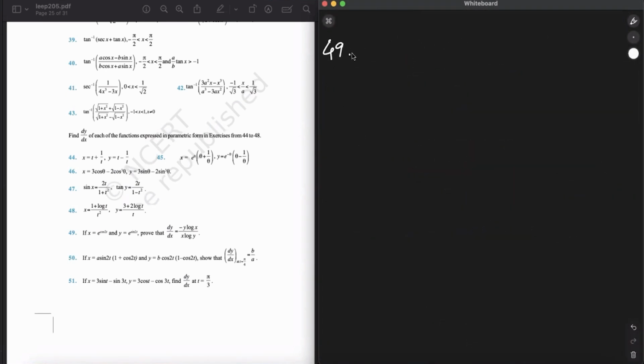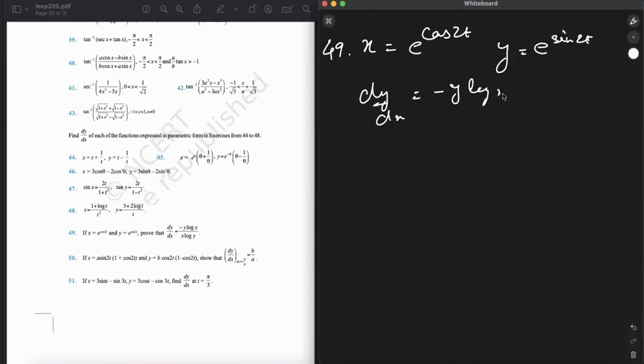Question number 49. It has been given to us that if x is equal to e to the power cos 2t and y is equal to e to the power sin 2t, then we have to prove that dy by dx is equal to minus y log x upon x log y. Okay, so first of all, let's bring it into log form. So cos 2t is equal to log x and sin 2t is equal to log y.